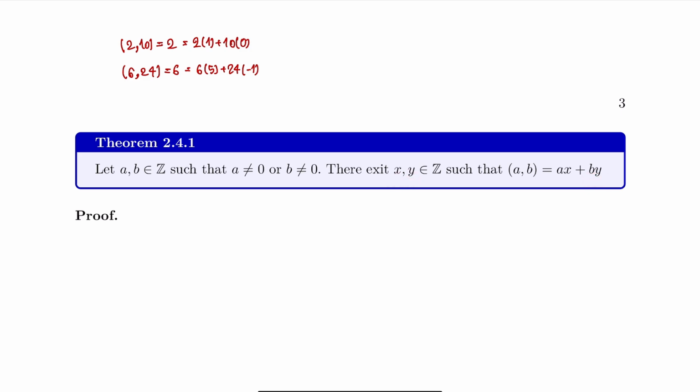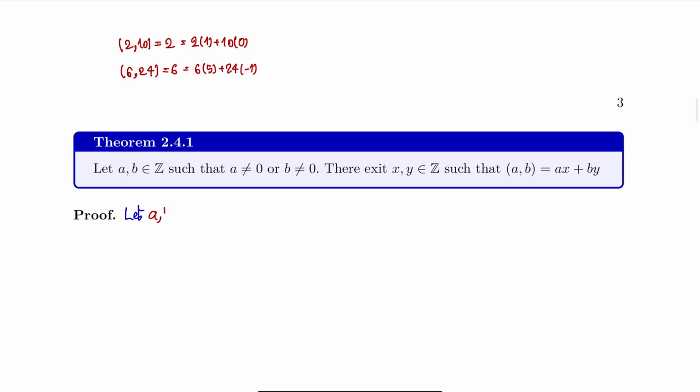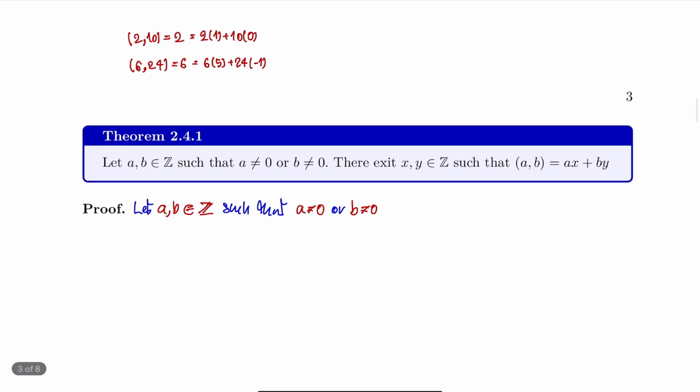So let's prove this. We let a and b be integers such that a is not 0 or b is not equal to 0. Now we want to show that there exist x and y such that the greatest common divisor is ax plus by.